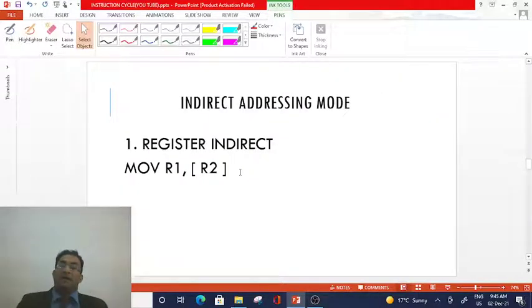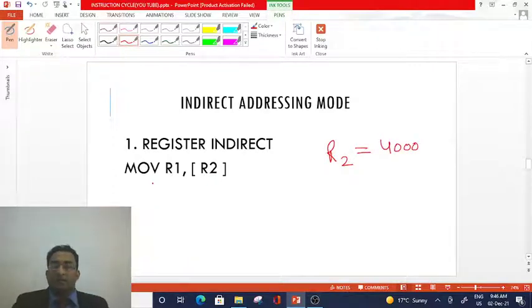Now we will look at another addressing mode, which is called indirect addressing mode. What is indirect addressing mode? Indirect addressing mode means again the data is in some memory location, but in this particular addressing mode the address is not directly present in the instruction, but is given in some indirect form. Let us suppose R2 is a register of the processor, and in the R2 register there is the data 4000. So in MOV R1, [R2], whenever there is a square bracket in the instruction, it is pointing to some memory location.